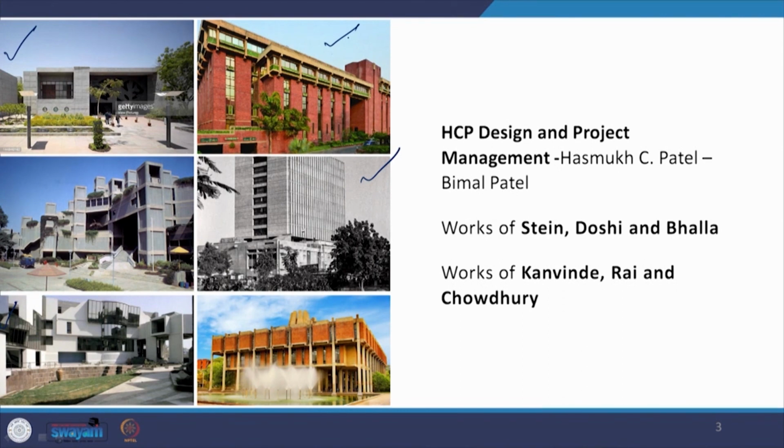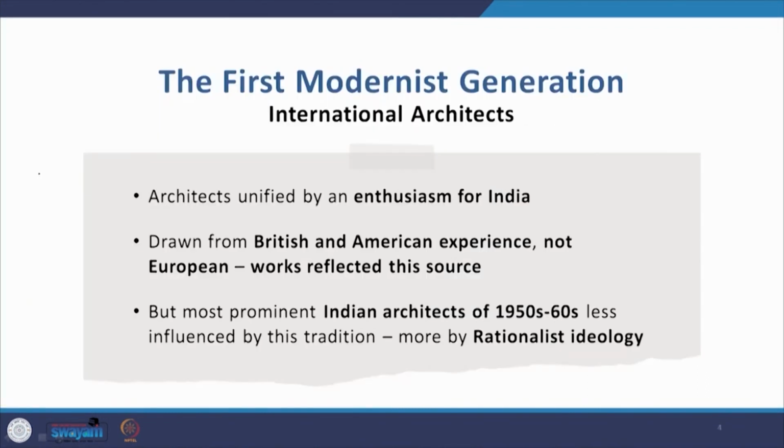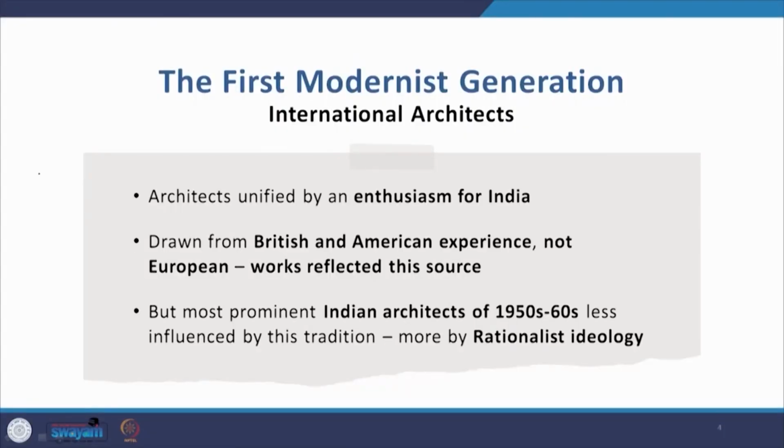Then the works of Kanvinde Rai and Chaudhary, the earlier work of IIT Kanpur by architect Kanvinde, and then the Nehru Science Center in Delhi. So this was the arrival of these important firms, the first modernist generation of international architects to practice in India. These architects were very enthusiastic in their response to produce a modernist architecture for India, and they were drawn primarily from their British and American experience and not so much from the European experience, as is reflected in the works that were seen in the early years.